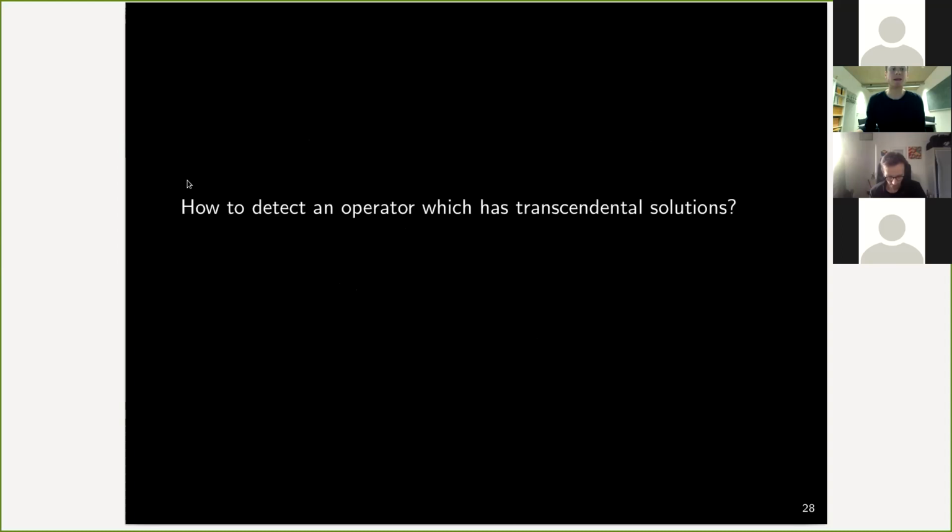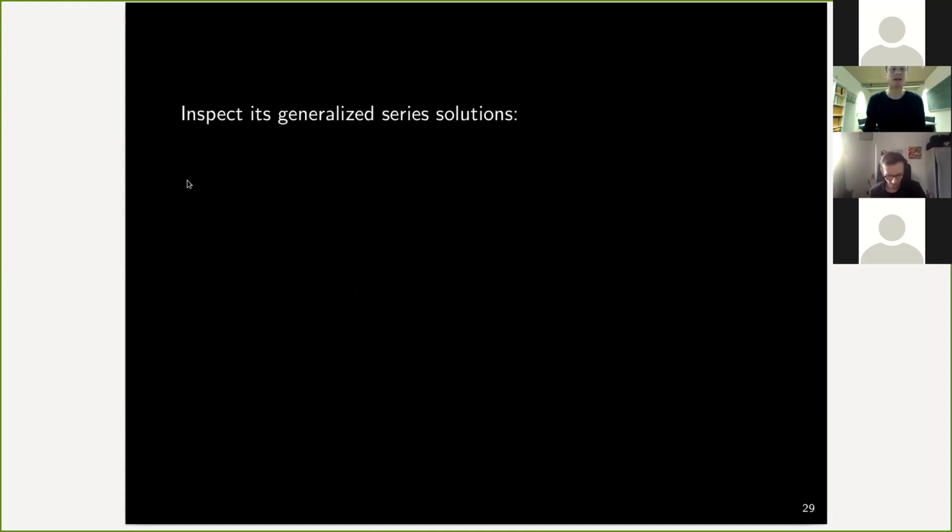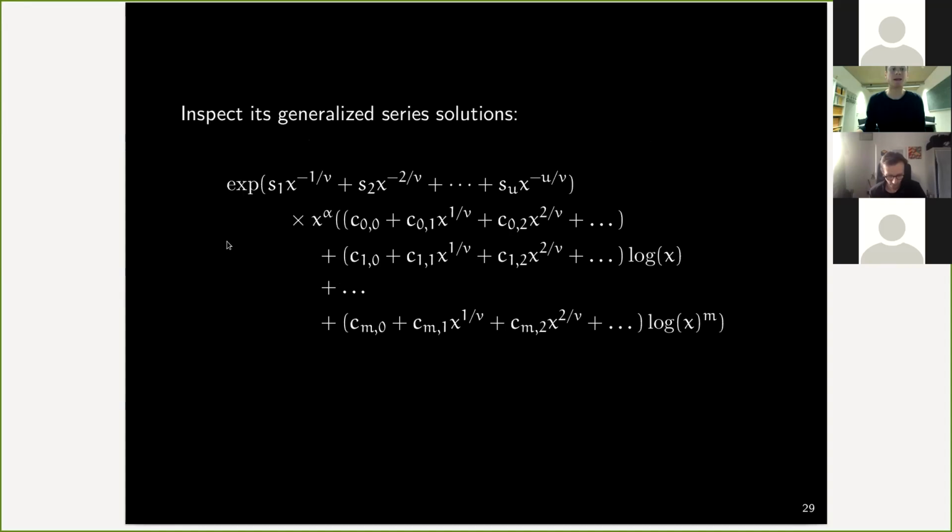Yeah, one way of doing so is to inspect the generalized series solutions of the operator. These are series solutions of the following form. And it's known that if there is a series solution which involves a non-trivial exponential part or a non-trivial logarithmic part, the series cannot be algebraic then. So all the non-zero series solutions of the operator are then transcendental.